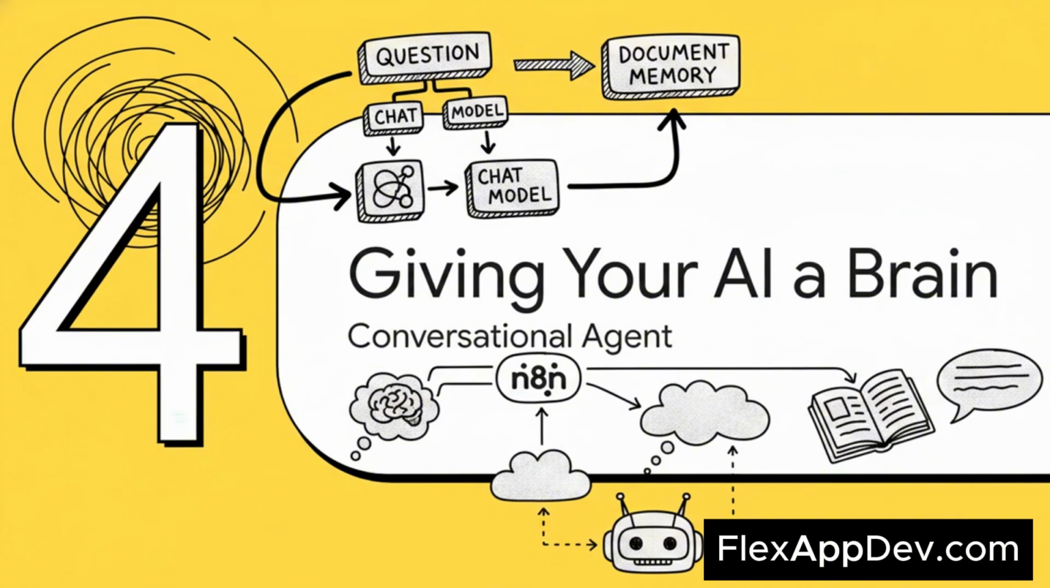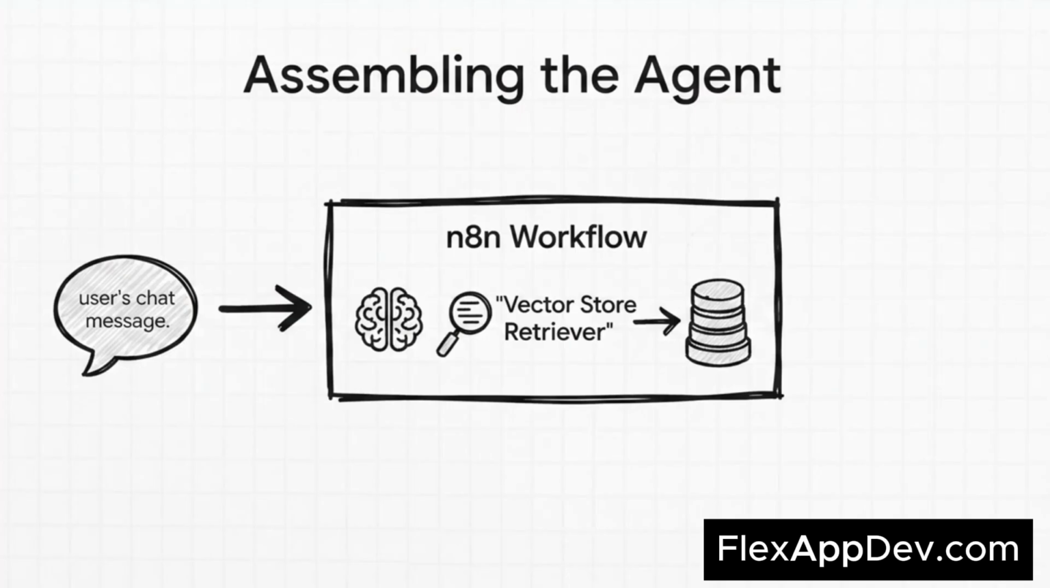Okay, so our AI can read documents, and it can remember them. The final step is to build the actual brain of the operation, the part that ties your question, the document memory, and that chat model all together. So we jump back into n8n's visual builder, and it's kind of like snapping Legos together.